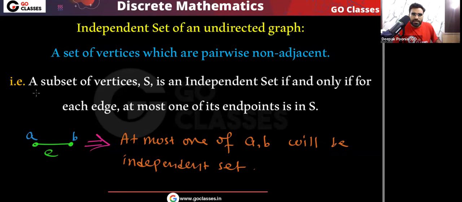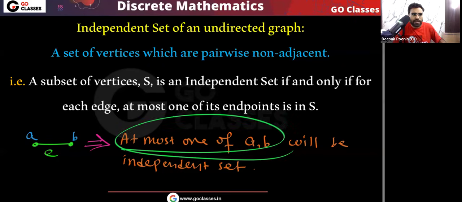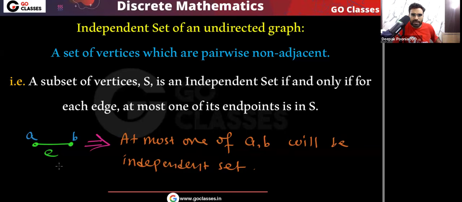Okay, so remember, this is the definition: a subset of vertices S is an independent set if and only if for every edge, at most one of its endpoints will belong to the independent set. Remember, it can happen that maybe none of them belong to the independent set, that is fine, but it should not happen that both of these A comma B belong to the independent set, because A comma B are adjacent. So at most one of them will be present in the independent set. And this will happen for every edge.